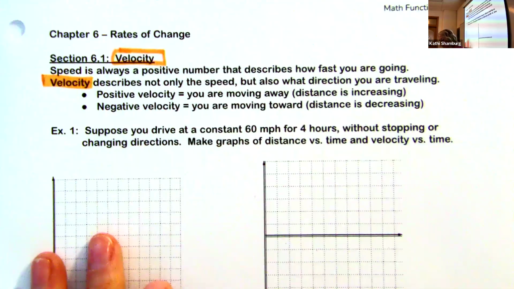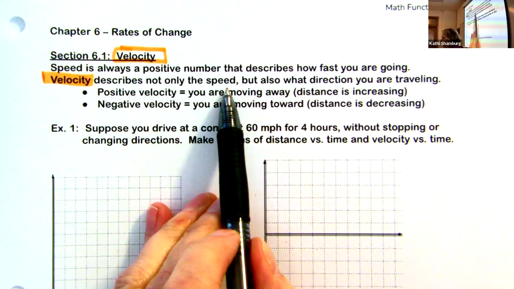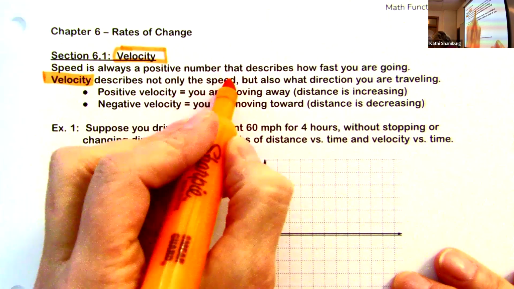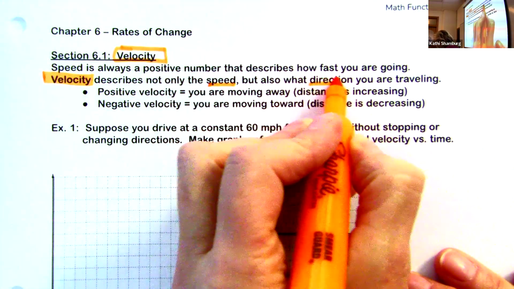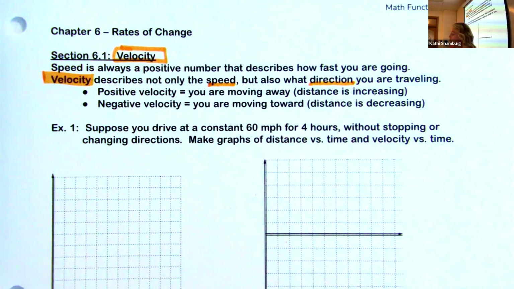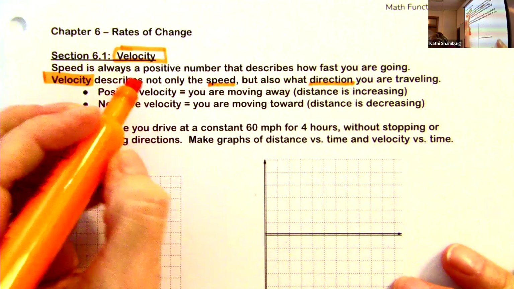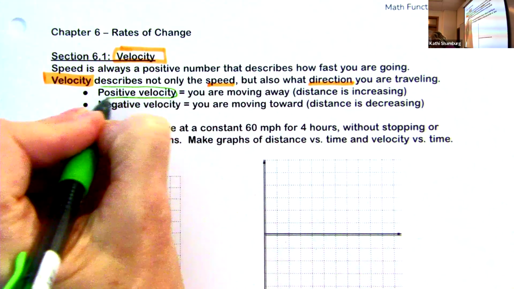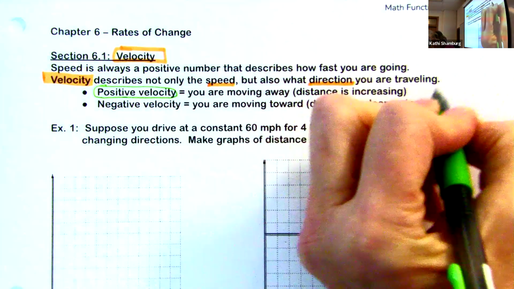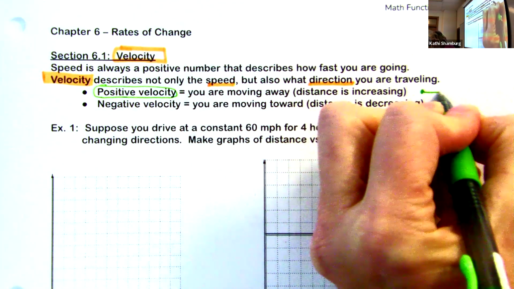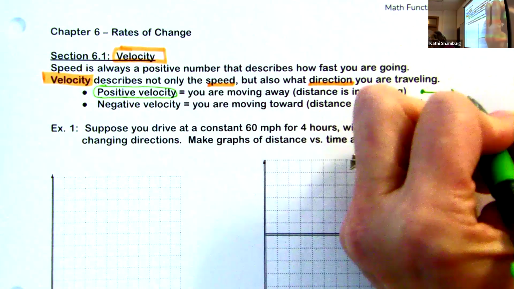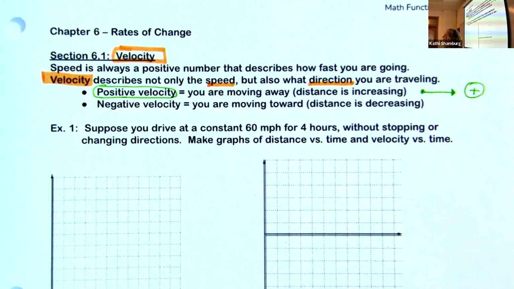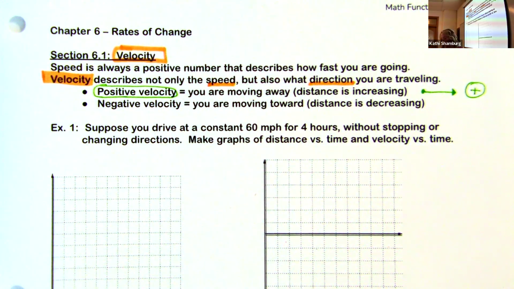Velocity does indicate speed, but it also is directional. So we now have to consider not just the speed, but the direction when we talk about velocity. Here's what's new. Your velocity can be positive, and this is when you are moving away. If you're starting at this point and moving away from somewhere, your velocity is in the positive direction. So the directional value would be positive.